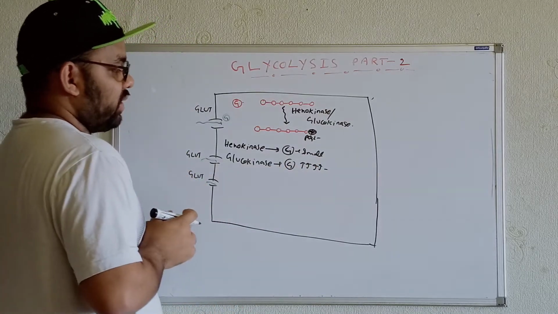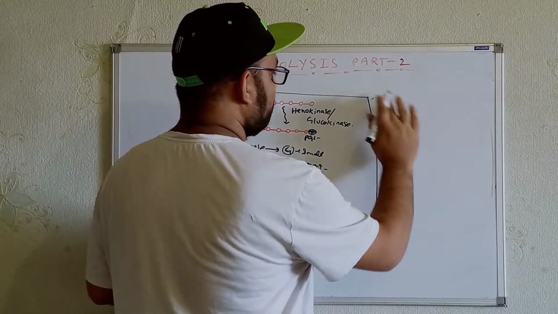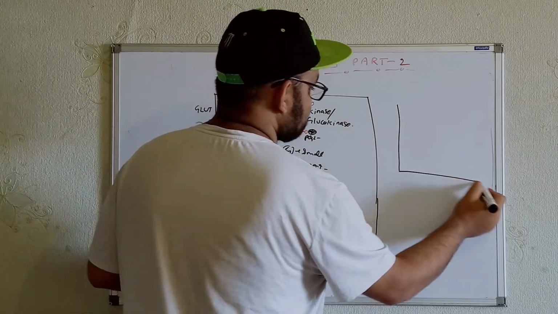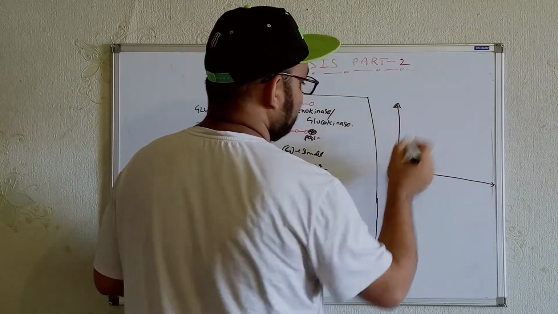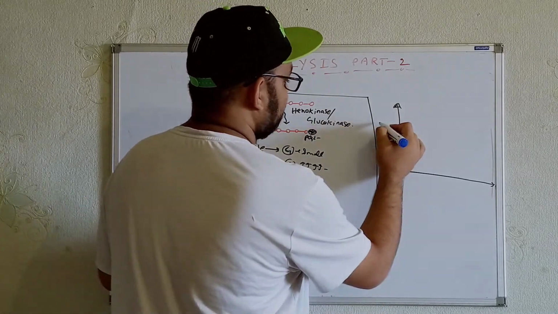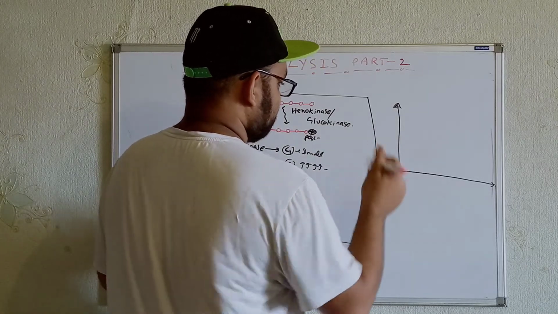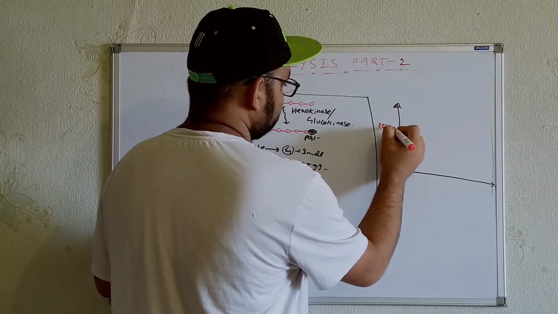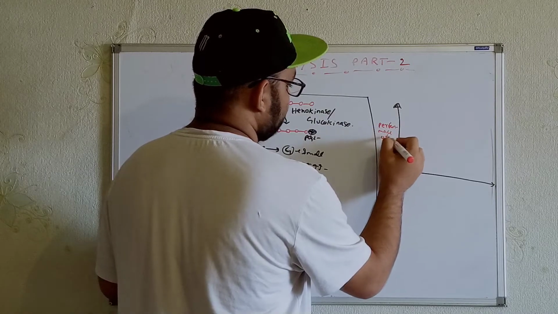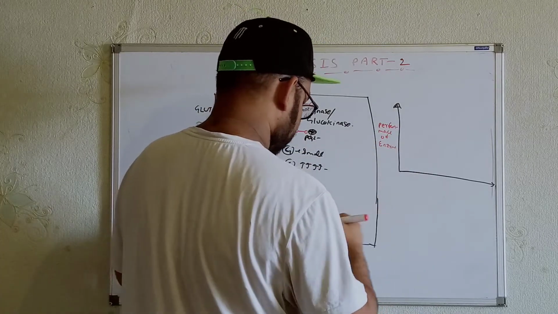If I want to show you this in terms of a graph, try to understand from the graph. I'm just taking the graph over here. On this axis, I'm taking the performance of the enzyme, and on this axis I'm taking the concentration of glucose.